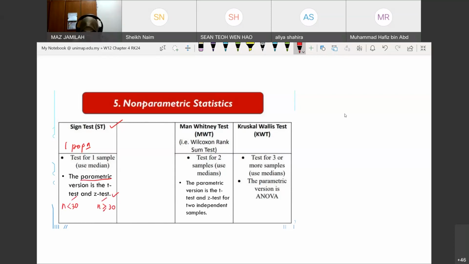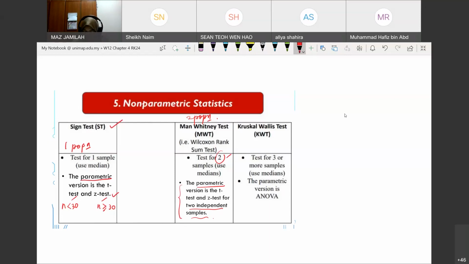If you are dealing with two populations, the non-parametric method is what we call the Mann-Whitney test, or we also call it the Wilcoxon rank sum test. And the equivalent test for two populations, if the data is normally distributed, that's why we call it the parametric version, is also the t-test and z-test for two independent samples. So remember this particular version of your two-sample or two-population test.